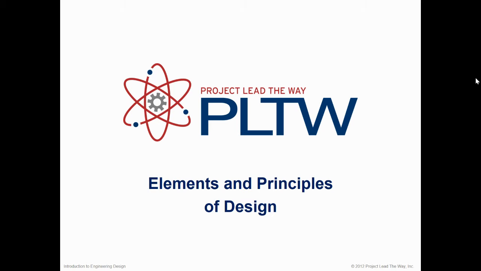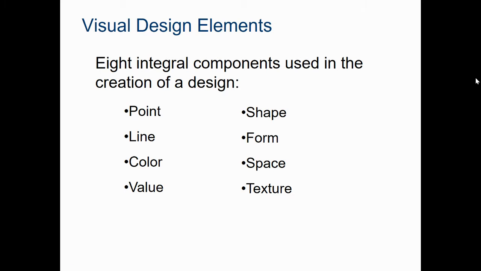So we're talking today about the elements and the principles of design. The elements are the things that you can use in your design, and the principles refer to how you use those elements. Keep that in mind as we go through here. The elements we're going to be talking about are these 8: points, lines, color, value, shape, form, space, and texture. If you want to go ahead and write those down now, leave some room between them. We're going to talk about each of those in a second.